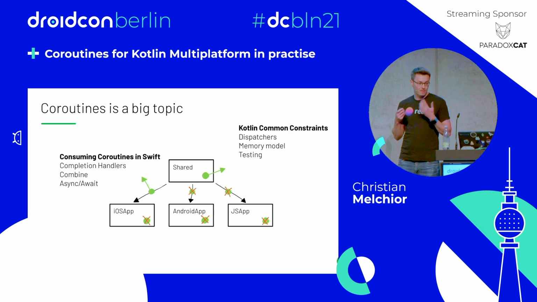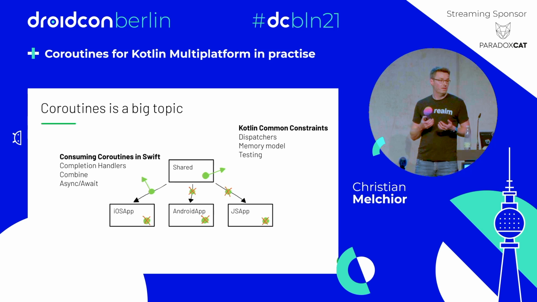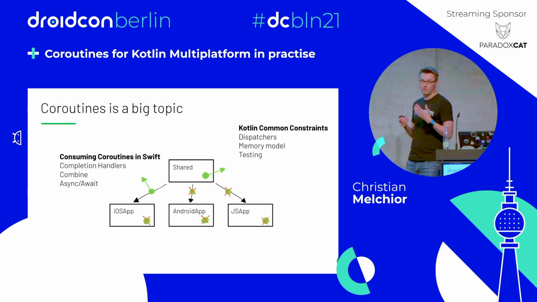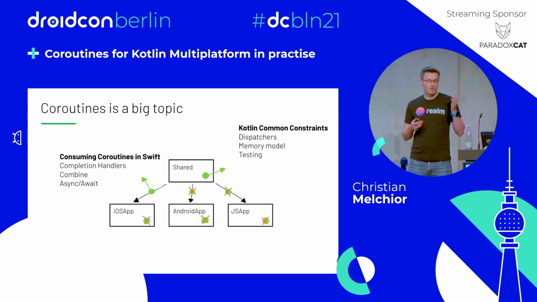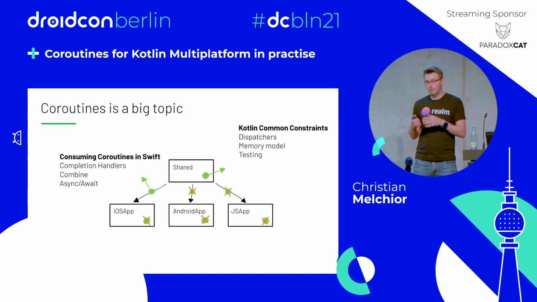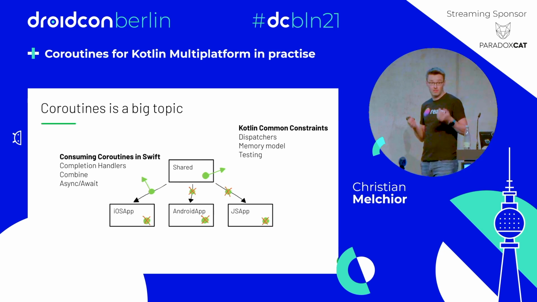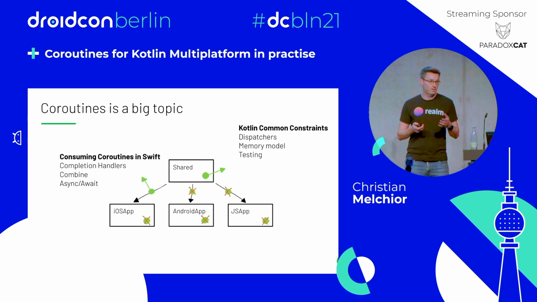So that means that in the shared section, we're going to look into how dispatchers work, because there are a lot of gotchas there. We're going to look into how the memory model affects your coroutine code and what you have to be aware of. And then what we do about testing, because that differs also from what we do when you just have Android. And then on the iOS side, we're going to look into how we can map our coroutines and our flows into the Swift equivalents, which are completion handlers, the Combine framework, and the new async await features they introduced this year.